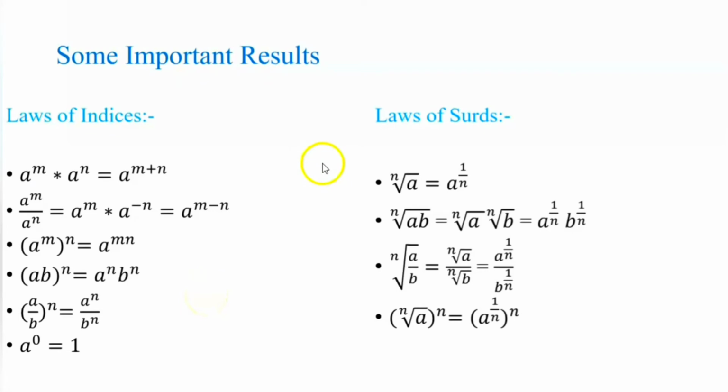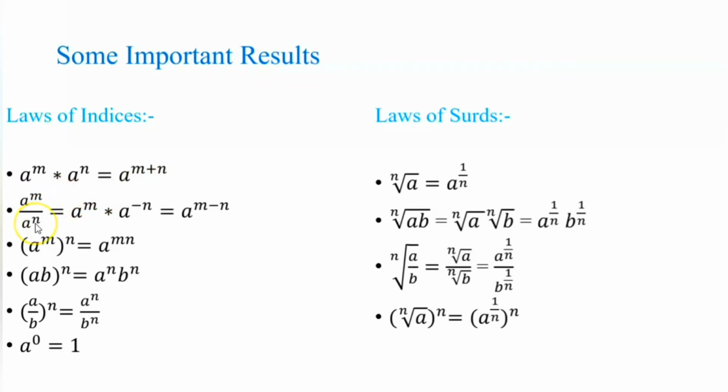Okay, so now let me introduce you to some of the laws of indices and laws of surds. These are not difficult laws, so it's very easy to remember them. The first law says that a raised to m into a raised to n is nothing but a raised to m plus n. See, a raised to m means you are multiplying a m times, and a raised to n means you are multiplying a n times. So if you are multiplying a raised to m into a raised to n, it means that you are multiplying a m plus n times.